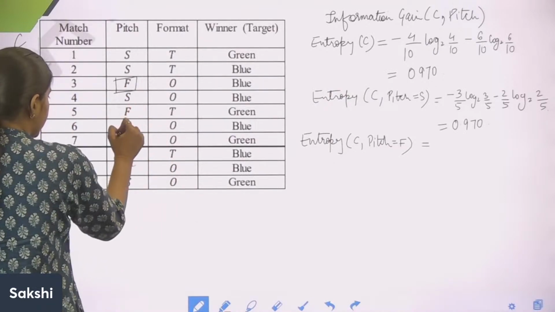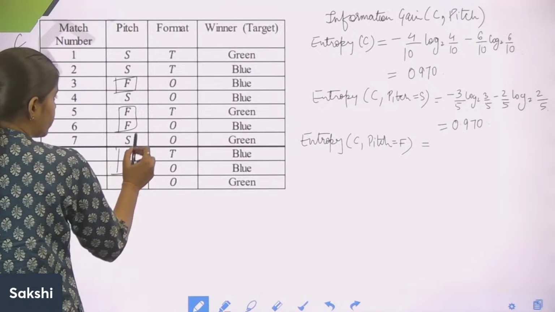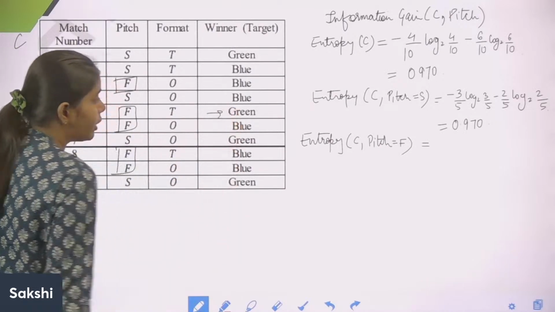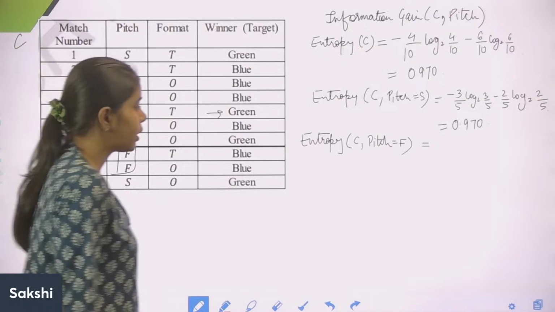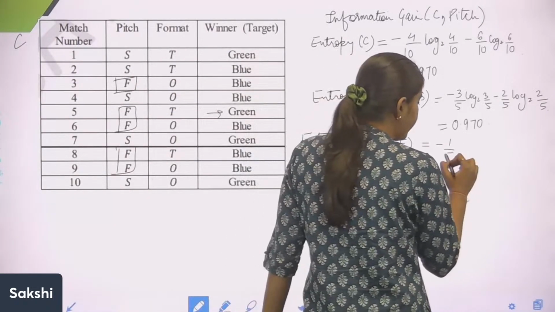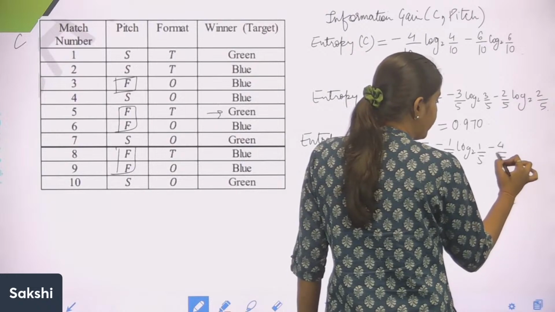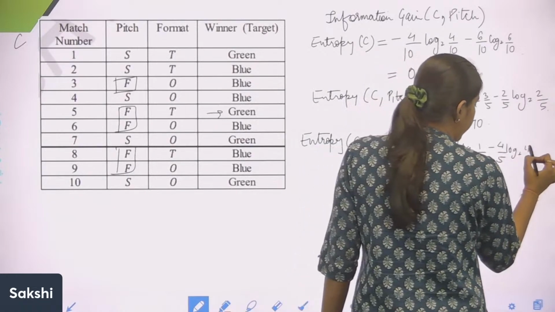This is F, these two are F, these two are F. Out of these F, let's see how many green I have. I have only 1 green, right? So that means it would become minus 1 by 5 log to the base 2 of 1 by 5 minus 4 by 5 log to the base 2 of 4 by 5.